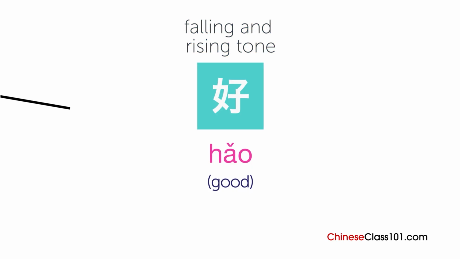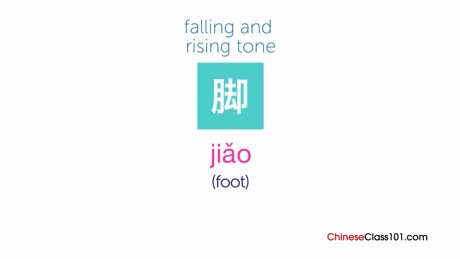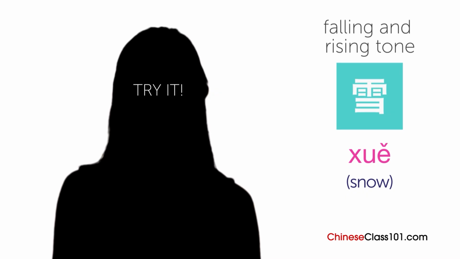Starting from around mid-range, dip to the very bottom of your range until you feel like something is stuck in your throat, and then rise quickly to clear it. 脚. Using hand gestures while trying to pronounce this tone really helps. The key point here is bouncing off from the deepest part of your range. 雪. Now you try. 雪.